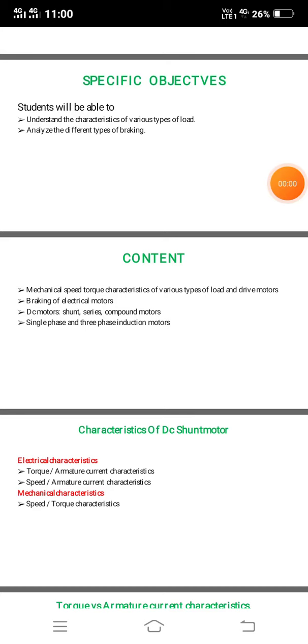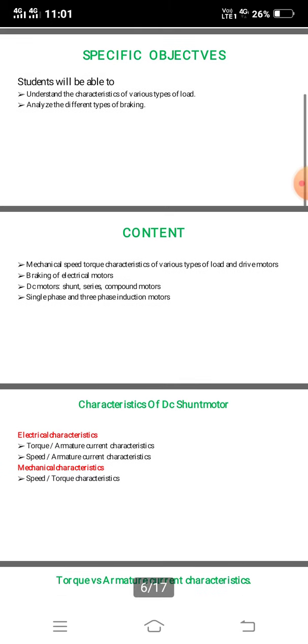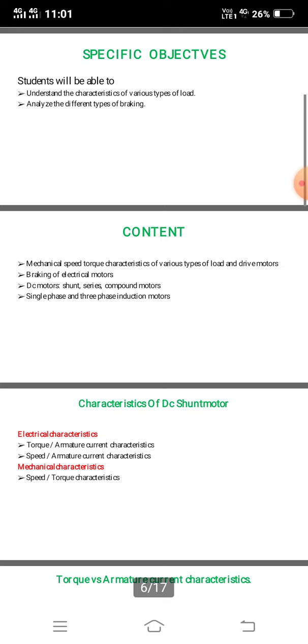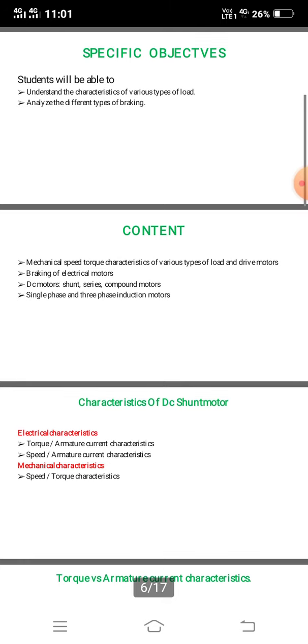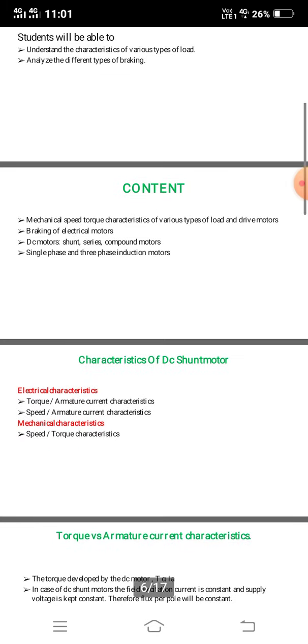We have the content of this unit: mechanical speed torque characteristics of various types of load and drive motors, braking of electrical motors, DC motors having shunt, series and compound motors, single phase and three phase induction motors. Let us begin with characteristics of DC shunt motor.